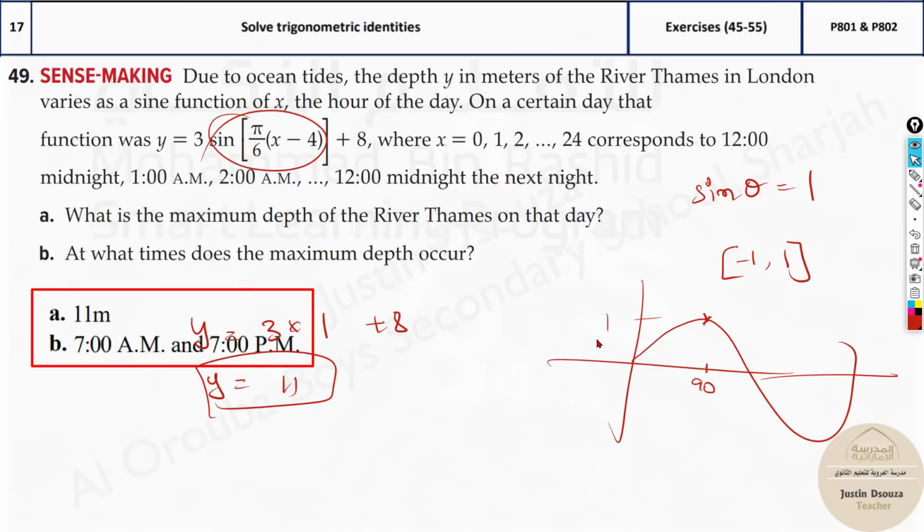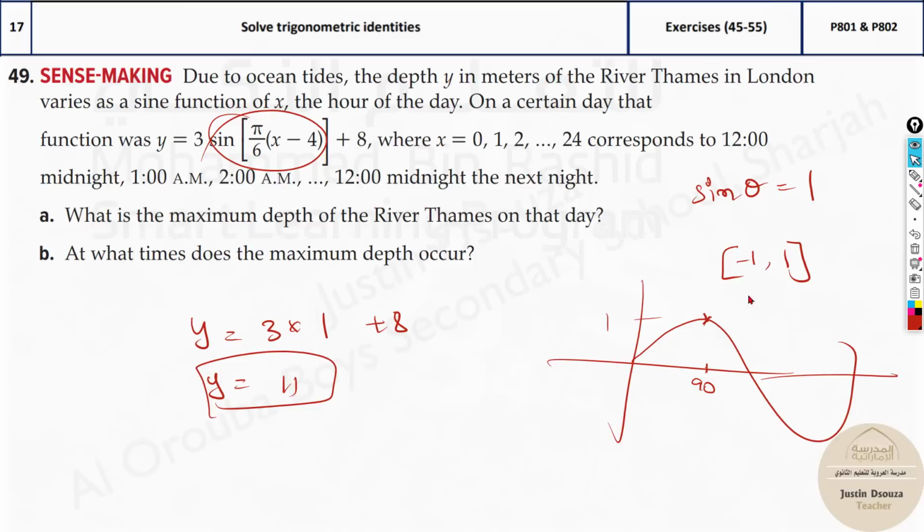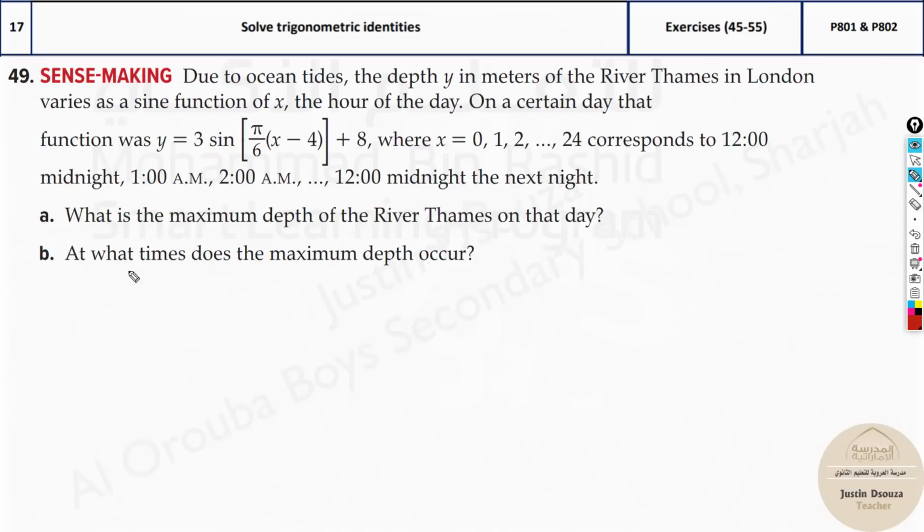But you need to write in detail, because it's writing. You can use any methods and solve. Just make sure you write it and tell them, maximum, sine function can be 1. And this is the reason why you can directly substitute it. Now for the part B, what time does the maximum depth occur?